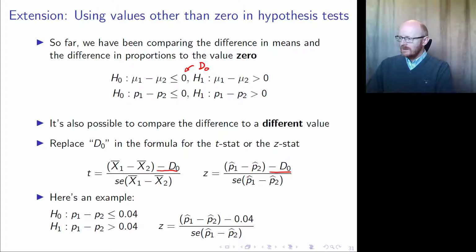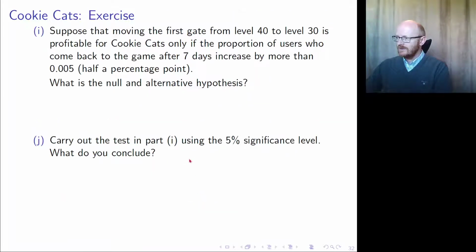Okay, so what we can do is that we just subtract this cutoff value. And I think we need to just look at an example, and suppose that moving the first gate from level 40 to level 30 is profitable for Cookie Cats only if the proportion of users who come back to the game after 7 days increases by more than 0.005. Okay, half a percentage point. Okay, what is the null and alternative hypothesis?